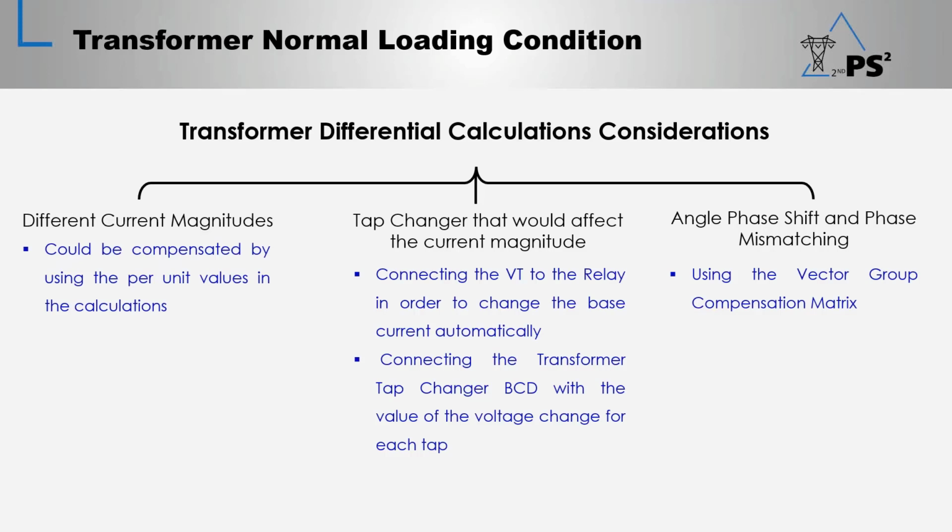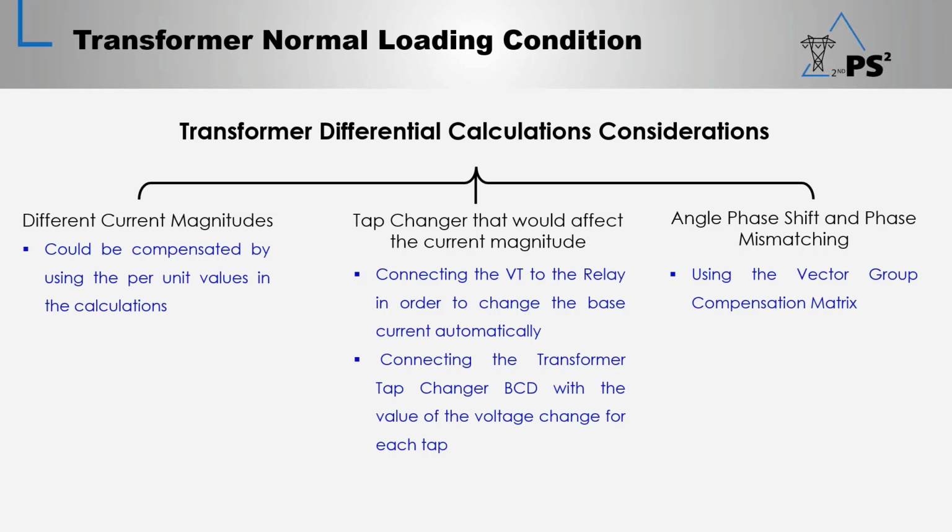We have three important considerations that shall be taken in the transformer differential calculations, which are the different current magnitudes, the tap changer that would affect the current magnitude, the angle phase shift, and angle phase matching. Regarding the first point, the different current magnitudes, the protection relays can compensate for that by using per unit values in the calculations.